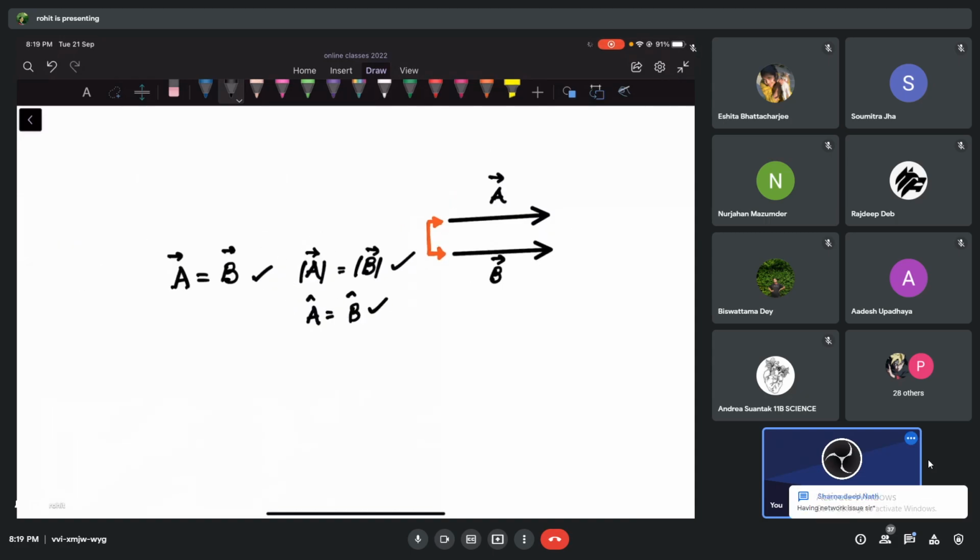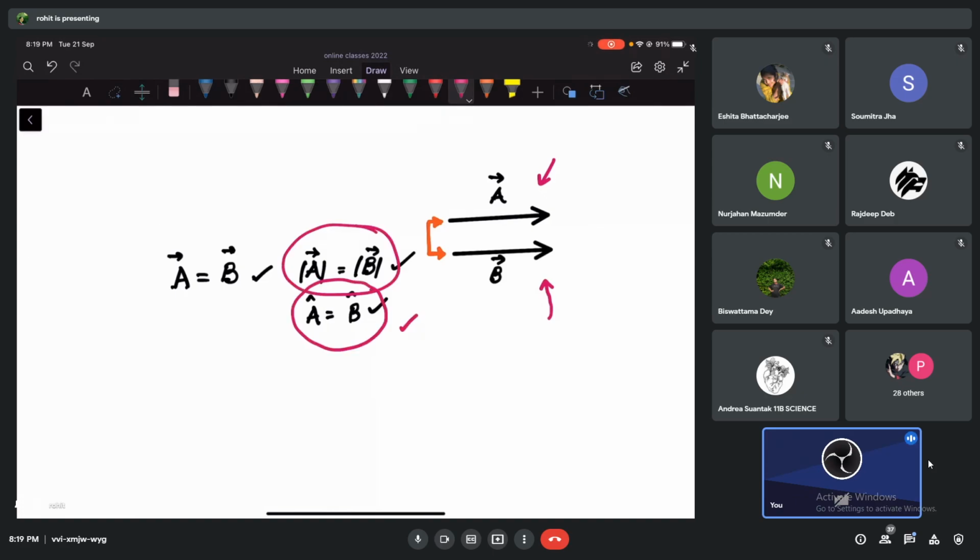Okay, see. So these two vectors, we call them what vectors? Equal vectors, right? Because they are pointing in the same direction. The unit vector is in the same direction and they have the same size. So we call them equal vectors.